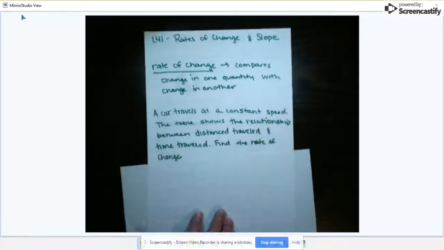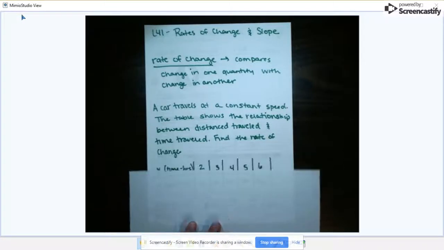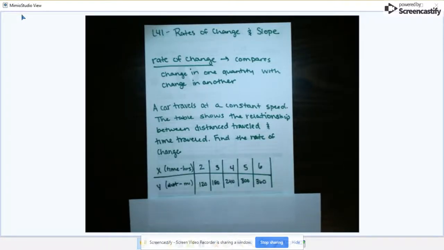A car is going to travel at a constant speed, and we have a table down here that shows the relationship between how far we go and how long we travel. Our goal is to find the rate of change. So we're going to compare that distance to the amount of time that has elapsed. When we do this, we're always going to find our change in our y value first, and then divide that by our change in our x. If I can pick any 2 points, you always have to find your rate of change between 2 points.